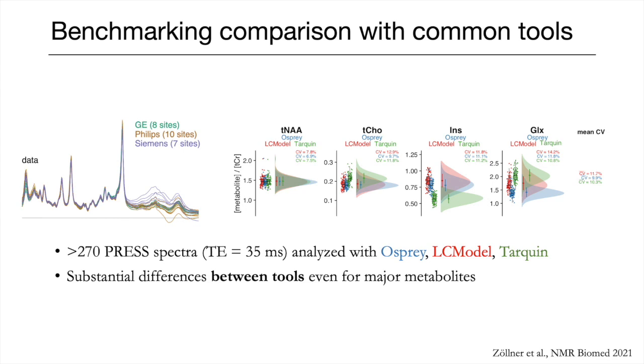These are results from a study that we conducted using more than 270 high-quality short echo time datasets that we modeled with LC Model, Osprey, and Tarquin. Even for the strongest signals in the spectrum, NAA, choline, myo-inositol, and glutamate and glutamine, we found that there can be substantial differences between different tools, both in terms of the mean estimates, but also in terms of the mutual agreement. And that means that the choice of tool itself may introduce substantial variance into your results.